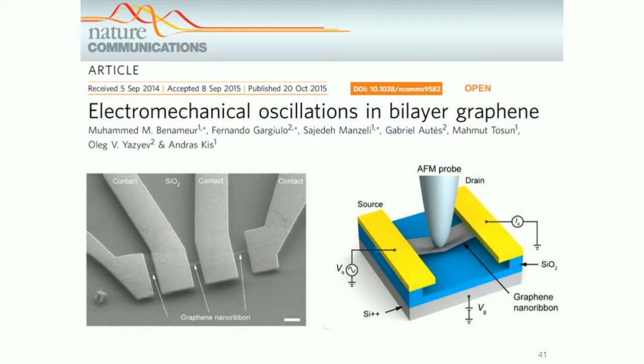So this is again the very same geometry. This time we suspended a ribbon, because the idea was that if you have a ribbon, then you might get a little bit closer, due to confinement, to the actual opening of the band gap. And then we again deform it with an AFM tip.